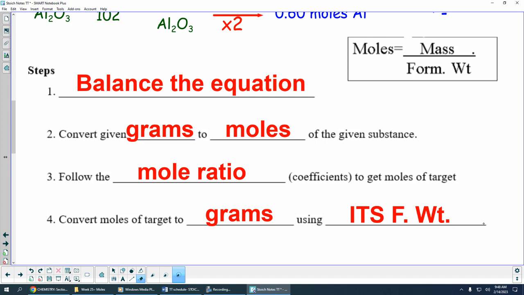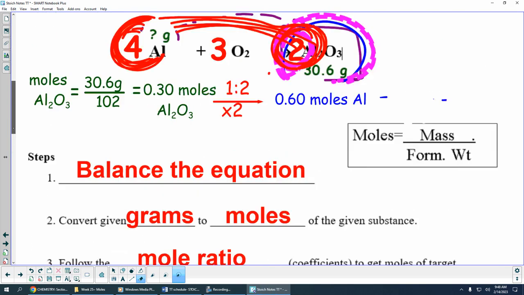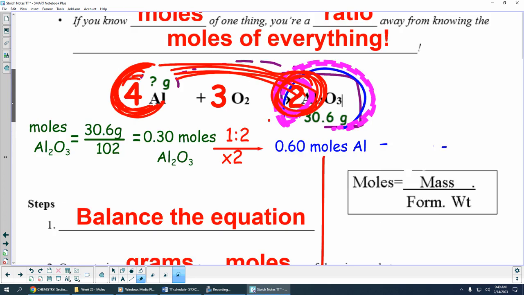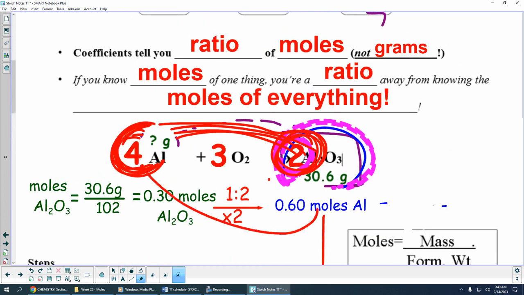Okay, so let's do that last step together. I have moles of aluminum, but I don't want moles of aluminum. I want to know how many grams. That scale back there can't measure out moles. That scale back there measures out grams. So I'm going to say moles of aluminum equal mass of aluminum over the formula weight. You want mass of aluminum over the formula weight of aluminum, which is what number?